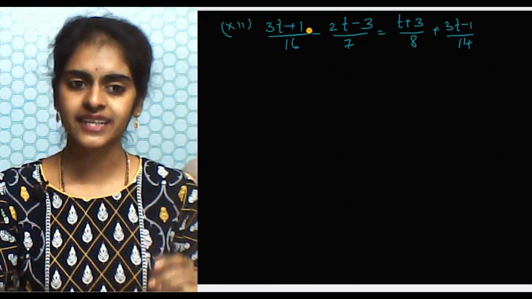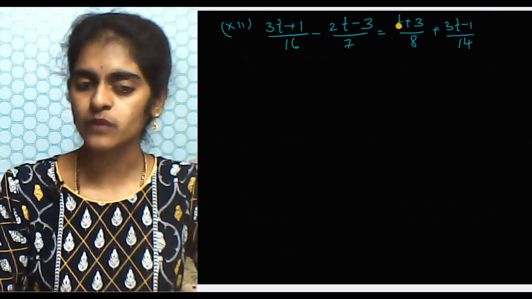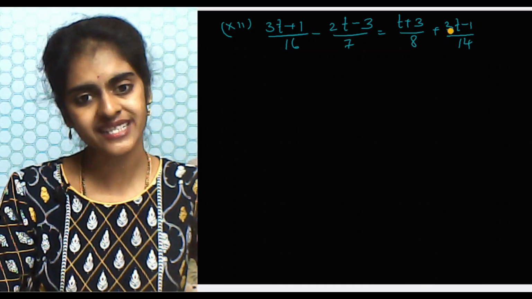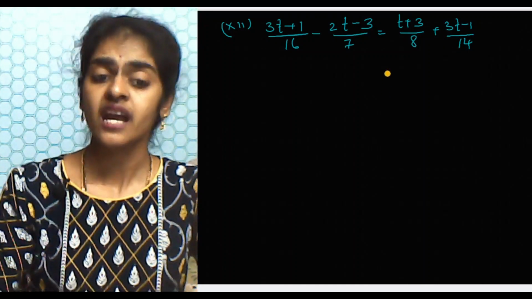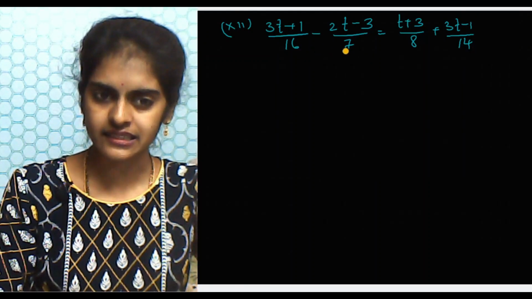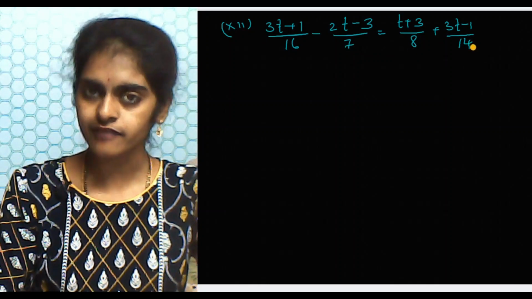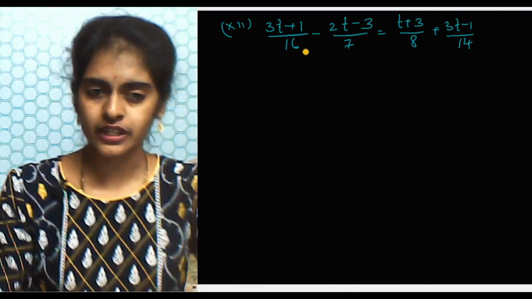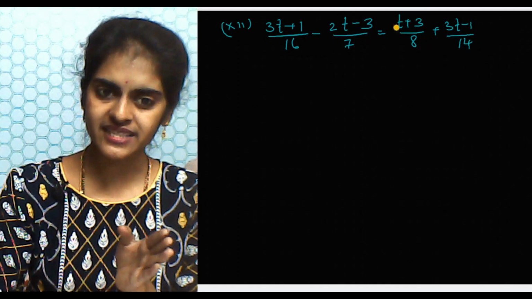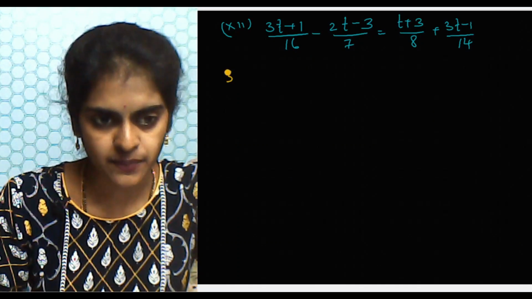Here you have (3t plus 1) by 16 minus (2t minus 3) by 7 is equal to (t plus 3) by 8 plus (3t minus 1) by 14. Now just observe the denominators, you have 16, 7, 8, 14. If I just send this (t plus 3) by 8 to LHS, what happens? Let me write it and show you.